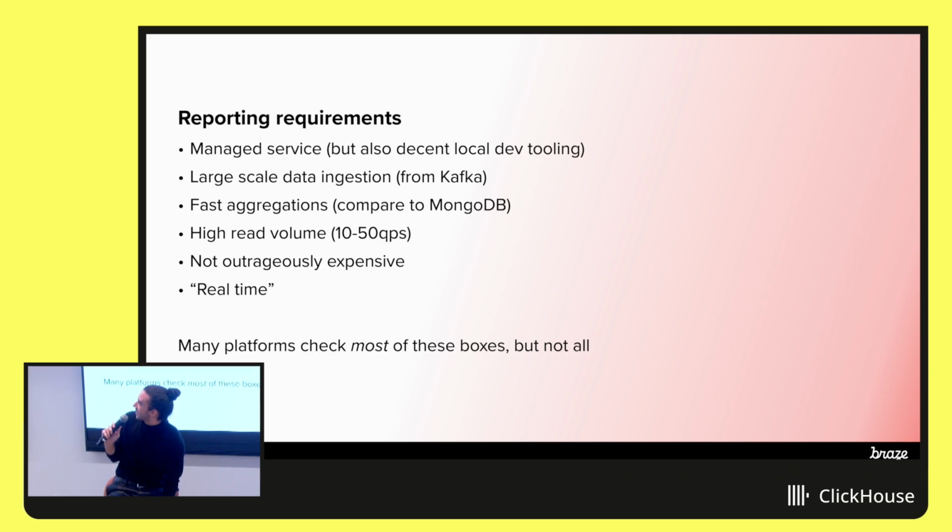Large-scale data ingestion, I think from Kafka is the more important bit there. Again, we want everything to source from a single place. Fast aggregations, I'll share some Mongo results later. I think the bar is pretty low when you're doing large-scale data aggregations with Mongo. High read volume, again, this is relative. High read volume to me, and then not outrageously expensive. Some of the Snowflake options were cost prohibitive. Some of the other platforms that we looked at were also cost prohibitive, or they didn't meet some other things here, like maybe they didn't scale horizontally. I'm not going to name names.